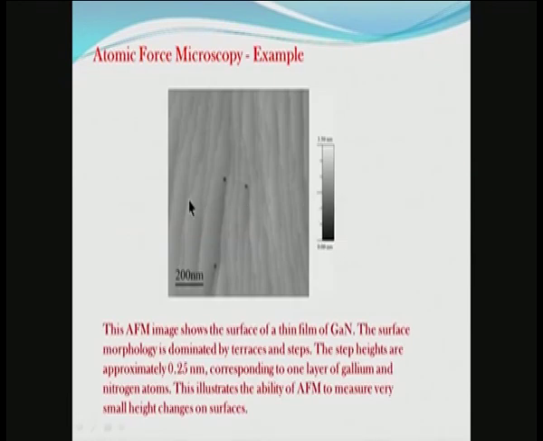What is shown here is an AFM image of the surface of a thin film of gallium nitride. Now, the surface morphology is dominated by terraces and steps, as you can see here. The step heights are typically about 0.25 nanometers, corresponding to one layer of gallium or nitrogen atoms. So, this image illustrates the ability of AFM to measure small height differences on surfaces, that is, surface topography.